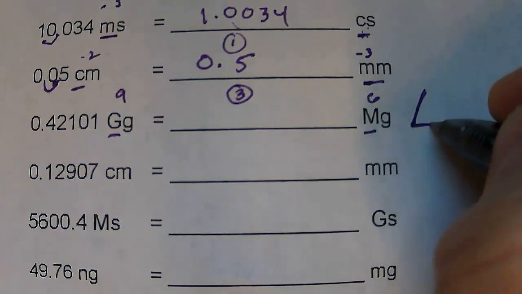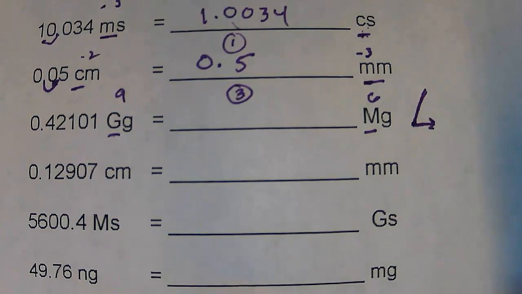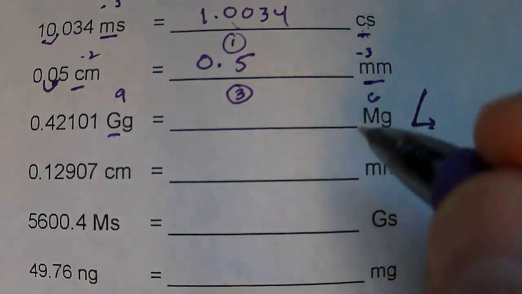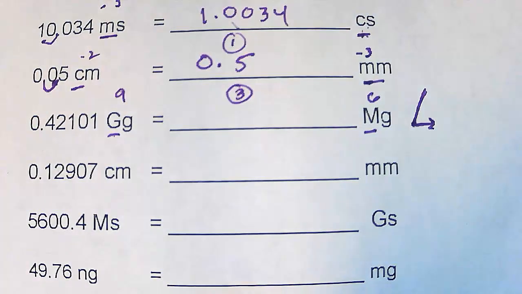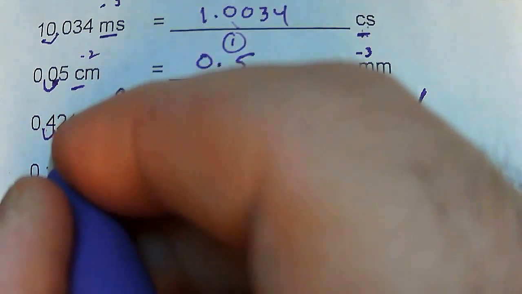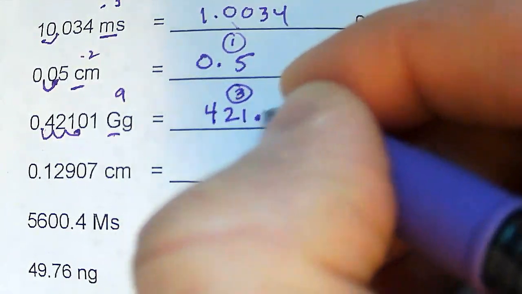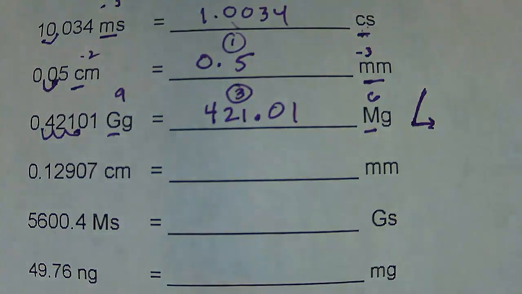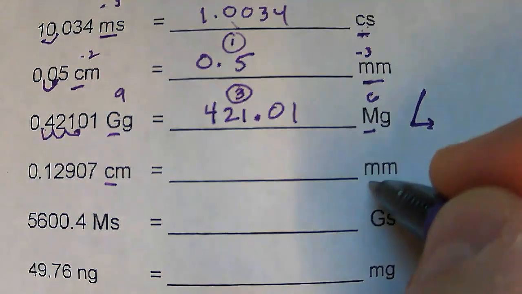So now with the Zork, with the Z, we know that we move it to the right. How many places? 3 places. So we're going to move this to the right 3 places. 1, 2, 3. And so this is 421.01 megagrams.